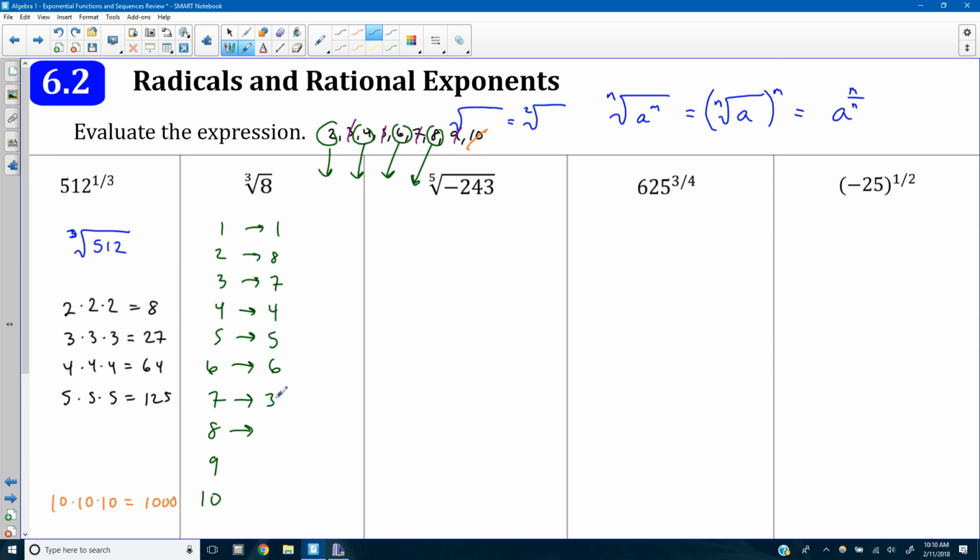8 times 8 is 64. That number ends in a 4. 8 times 4 ends in a 2. That's 32. 9 times 9 is 81. That ends in a 1. 9 times 1 ends in a 9. And 10 times 10 ends in 0. 10 times 0 ends in a 0. All of these numbers end in a different ones digit. 1 cubed, 2 cubed, 3 cubed, all these end in a different ones digit than the others.